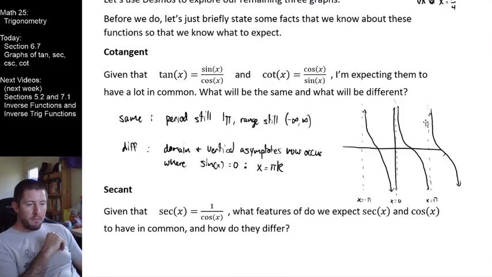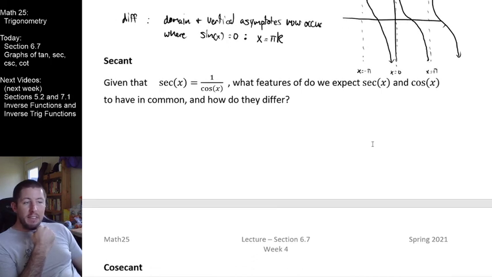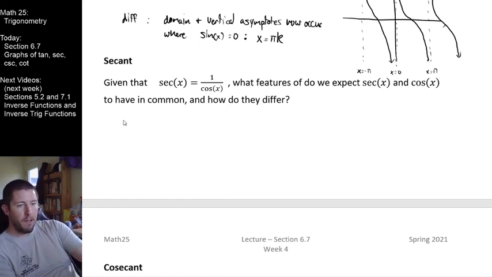So back over here, there's cotangent, right? Secant. Given that secant is 1 over cosine of x, what features do we expect secant of x and cosine of x to have in common, and how do they differ? Well, what's going to be the same between them is that they're going to have a period of 2 pi. That's about it.